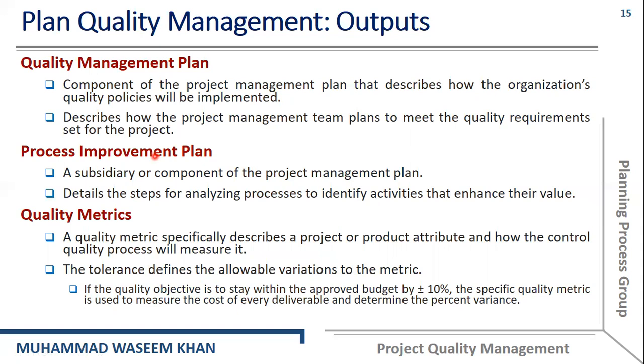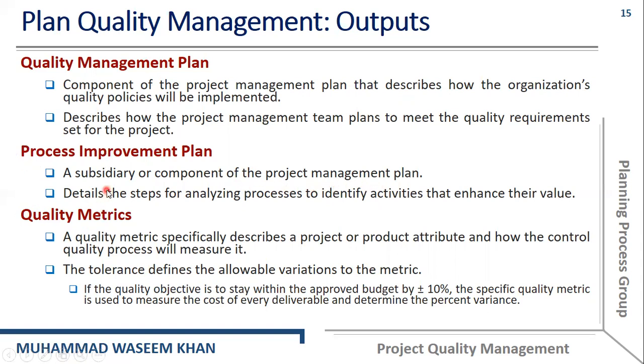If you identify a problem, then what will you do? You need to identify the root cause using any of the seven basic tools or the seven new tools. And when you identify the root cause, you will have to eradicate it and improve it. For that we need to have the process improvement plan, which is a subsidiary or component of the project management plan.